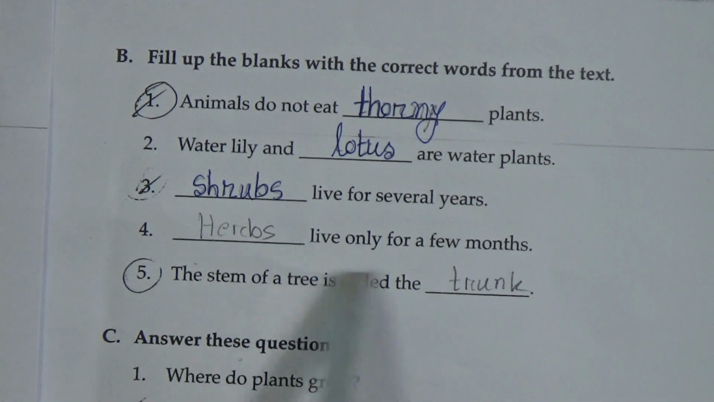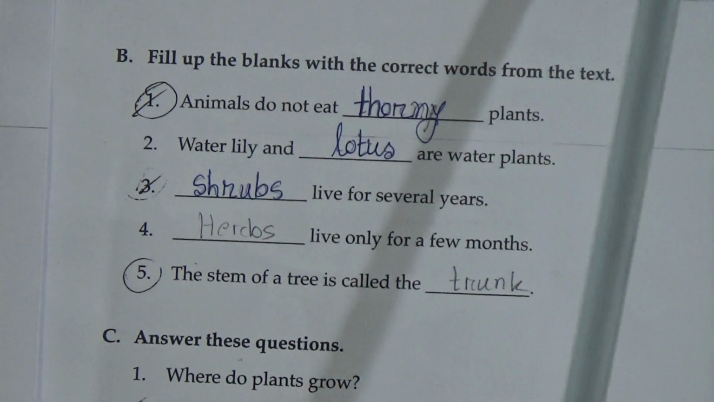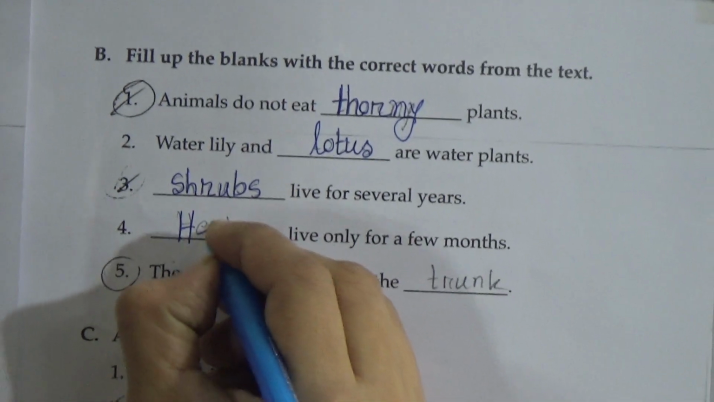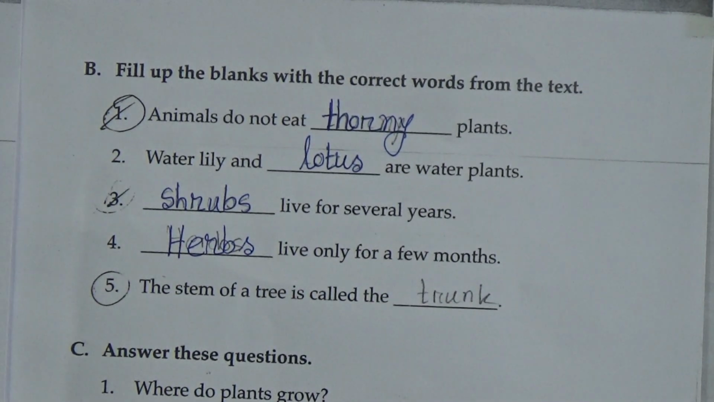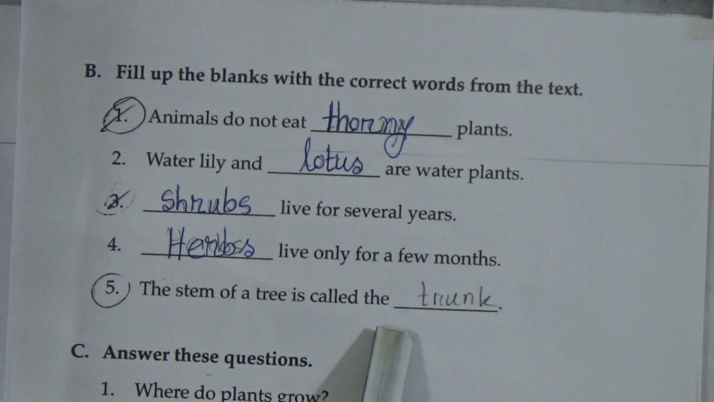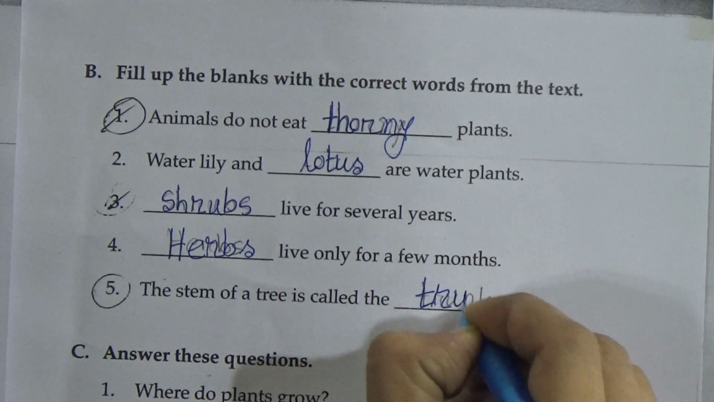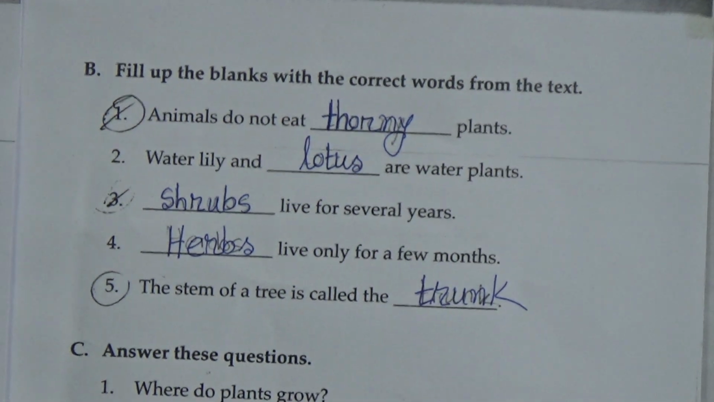Number 4, dash live only a few months. We know that most herbs live only for a few months. So we put here herbs, H-E-R-B-S. Herbs live only for a few months. Number 5, the stem of a tree is called the dash. We know that the stem of a tree is called the trunk. So here we write trunk, T-R-U-N-K.